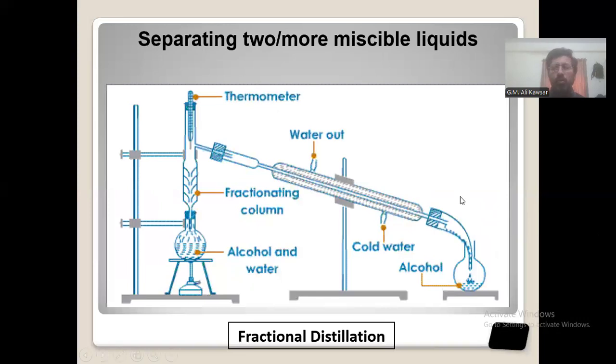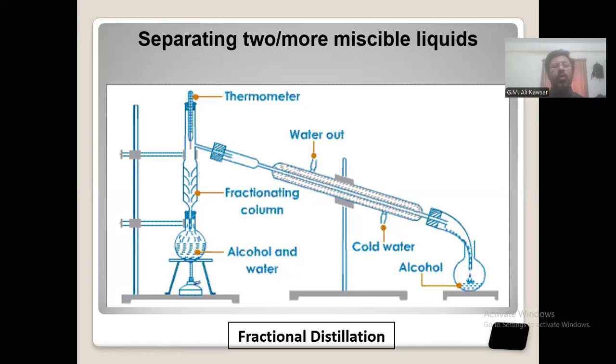In the condensation process, sometimes it is a bit complex, because we have to use a fractionating column to separate different components from a mixture where the fractions have very close boiling points. For example, alcohol and water. Here, alcohol will boil at 78 degrees Celsius and water will boil at 100 degrees Celsius. So their boiling points are closer. In that case, we have to use a fractionating column.